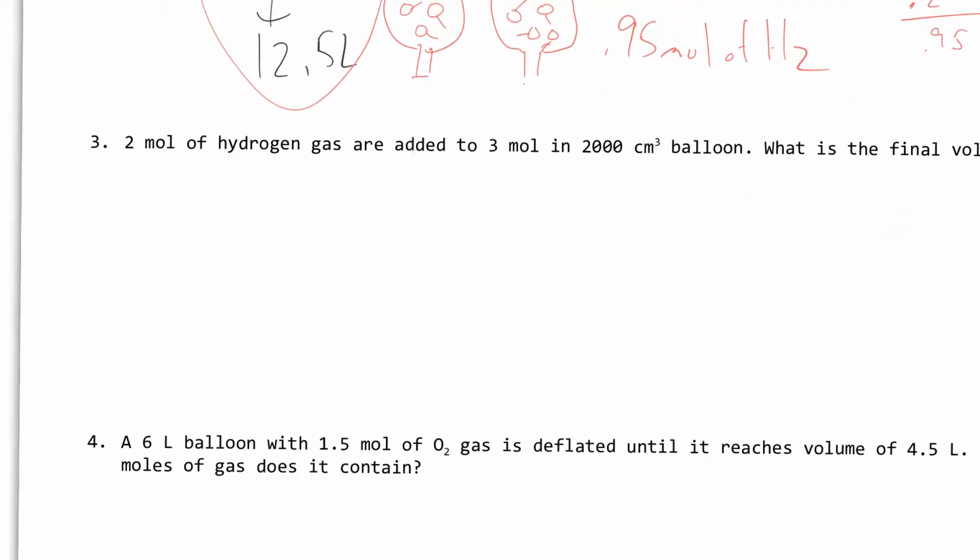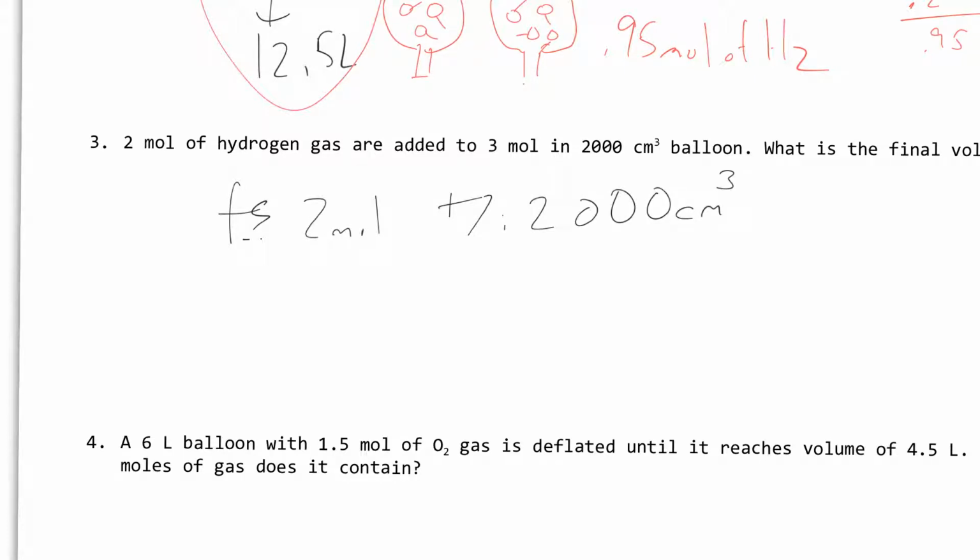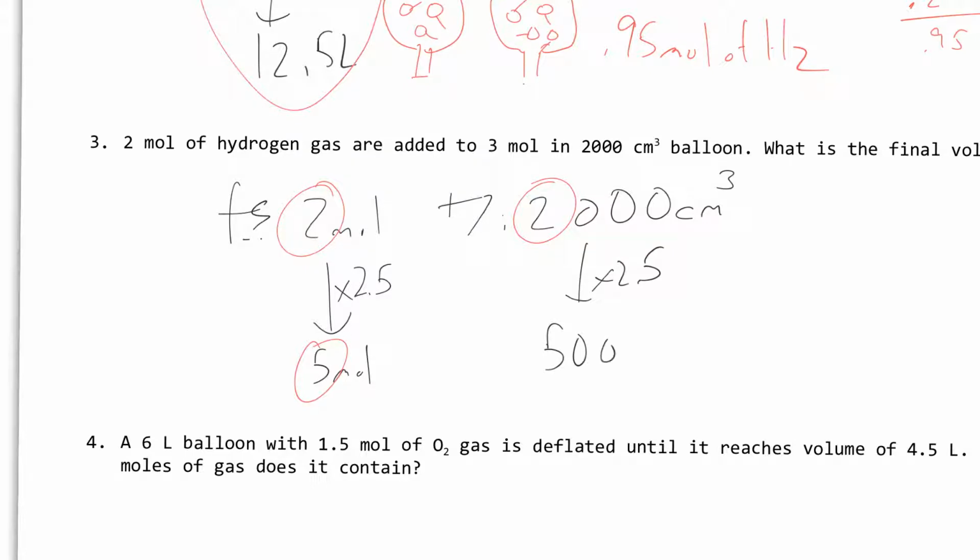Okay, and then we've got 2 moles of hydrogen gas added to 3 moles in a 2,000 centimeter cubed balloon. So for every 2 moles, there is 2,000 centimeters cubed, and the balloon is going to expand because now we've got 5 moles in here. So this is going to be times 2.5. You can probably guess that since this is a 2 and this is a 2, then when this becomes 5, this becomes 5,000 centimeters cubed. So we've got 2.5 times as much.